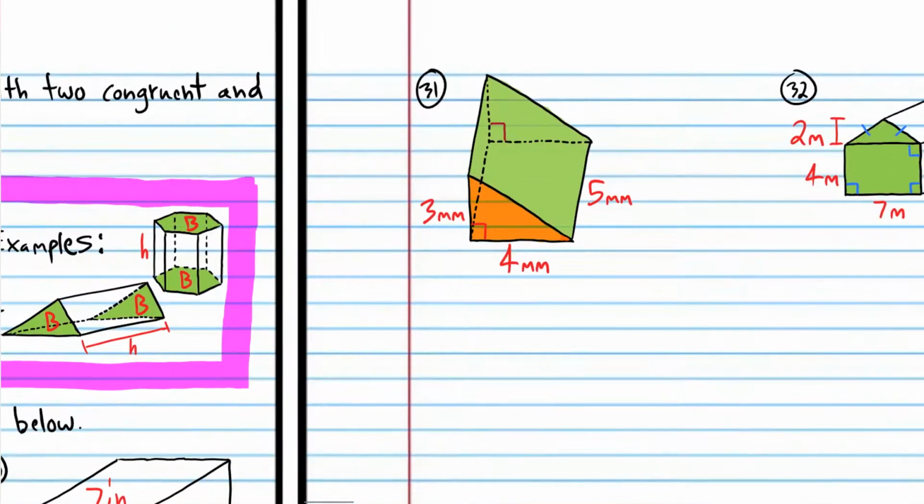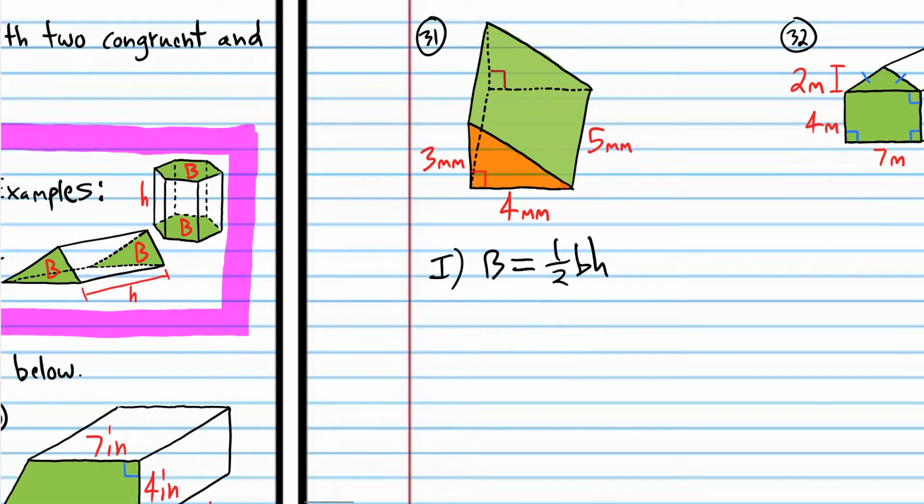All right, we're back. So the area of the base is equal to 1/2 base times height because that's the area of a triangle. So the base area is equal to 1/2 the base, which we can consider to be 4, and the height we can consider to be 3. So the base area is equal to 6.